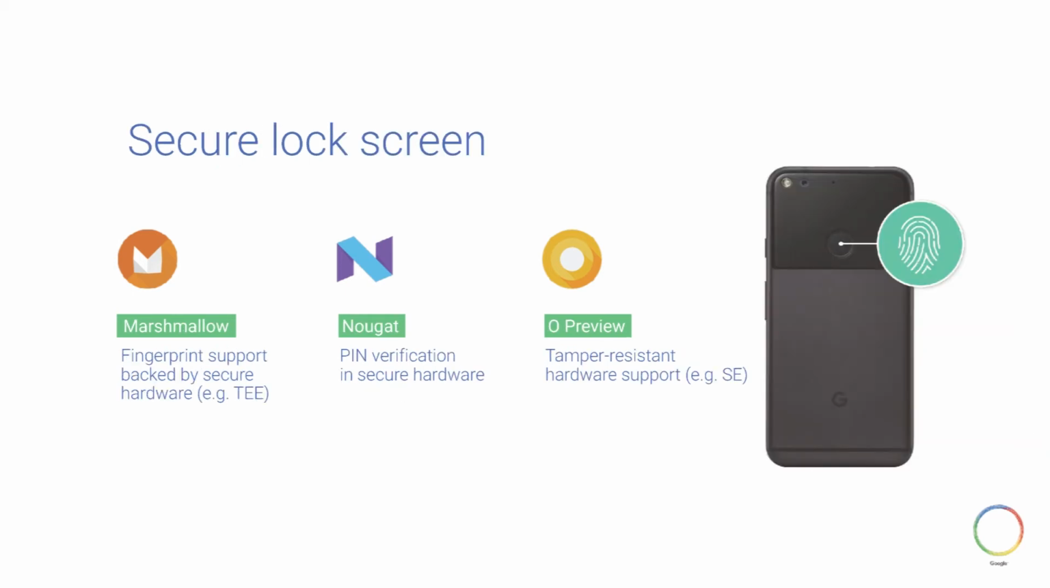The lock screen really is trying to strike a balance between keeping it convenient and making it more secure, right? Because we want to make sure that if somebody accidentally takes your device, they can't access your data. So in Marshmallow, we added fingerprint support in hardware. In Nougat, we added PIN verification in hardware as well. And then in Android O, we added support for tamper-resistant hardware. So physical attacks against Android devices are now much, much harder. This is quite similar to the chip that you have on a credit card, where physical attacks are really hard to do. So it's much harder to bypass the lock screen on an Android device.